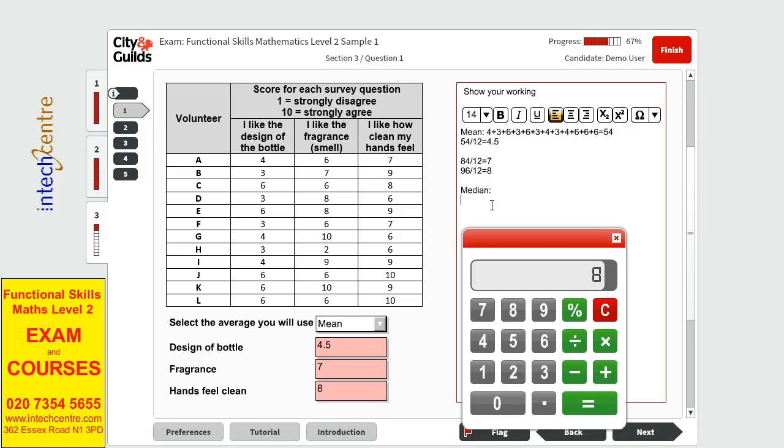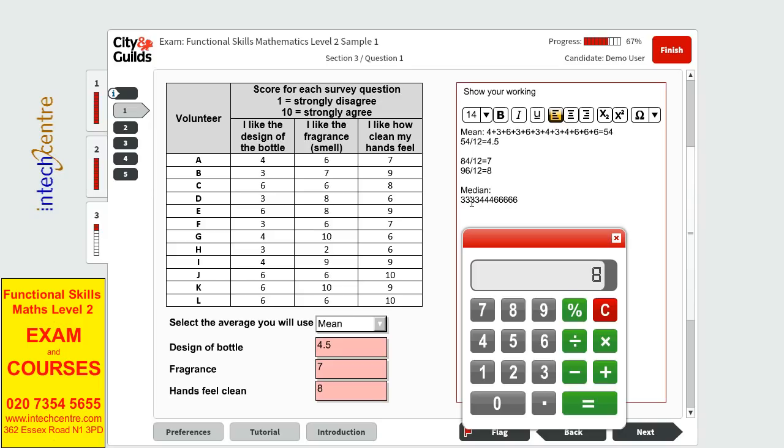Okay, for the median you'd have to put the numbers in order. So we would have four threes. How many fours? Three fours. And then how many sixes? Five sixes. Let's see if we have the same number as on the left: 2, 4, 6, 8, 10, 12. Perfect.